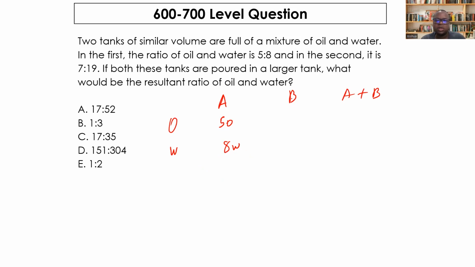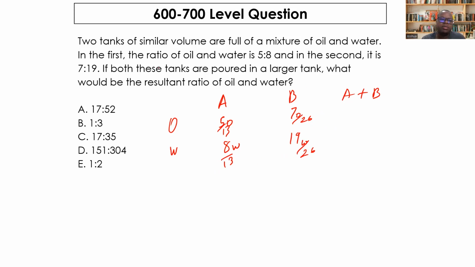And also in B, we have 7 O and 19 W. All these are just notations, but in actual sense, these are 5 out of 13, and this is 8 out of 13. This is 7 out of 26. This is 19 out of 26. So the whole mixture in A adds up to 13.